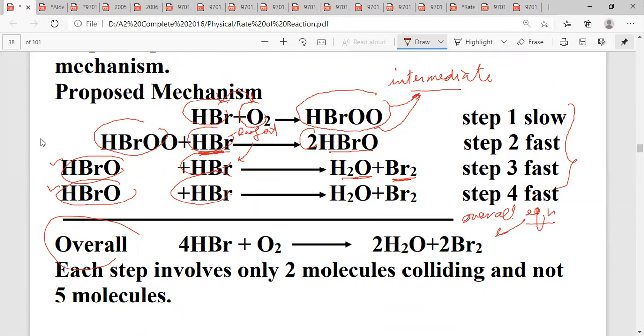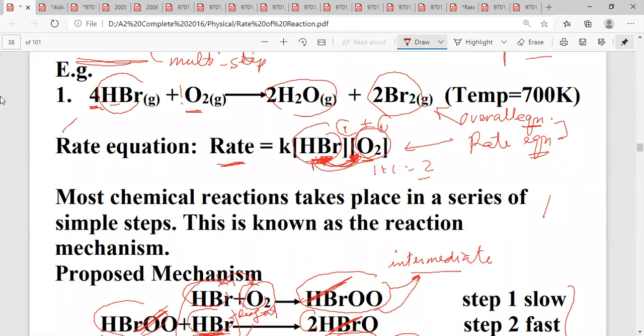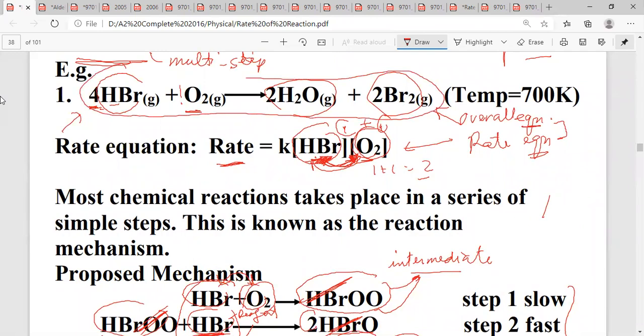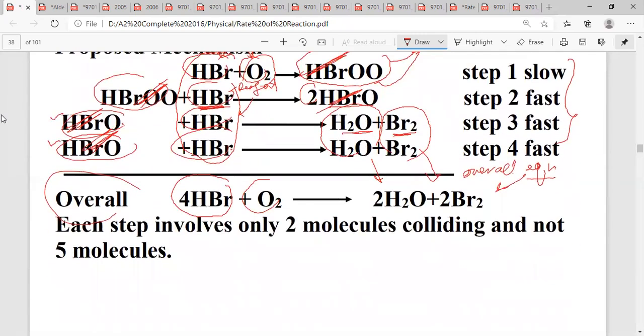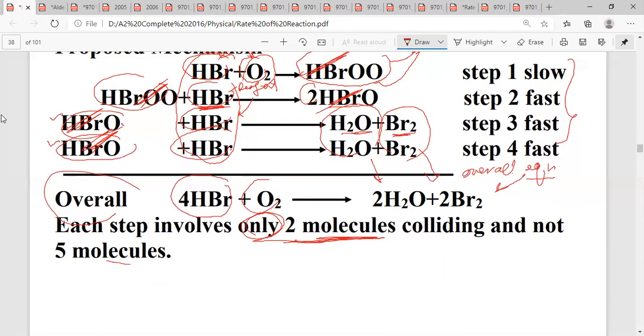So you add here. Remember, this one cancels this one here. 2HBrO cancels this 2HBrO. So here you get 4 HBr and 1 O2 giving you 2 moles of water and 2 moles of Br2. It is consistent with the overall equation here. So all the steps, added up together, must give you the overall equation. This is how you propose it. Remember, each step involves only 2 moles colliding together, not 5 moles. So this is how you propose it.